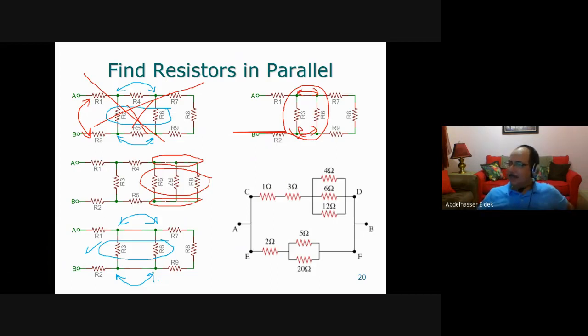Let us see this example. Do we have any two resistors in parallel? Yes, of course. 5 and 20 are parallel to each other. 12, 4, and 6, the three resistors, are parallel to each other. Okay? But you don't have any other resistors in parallel.